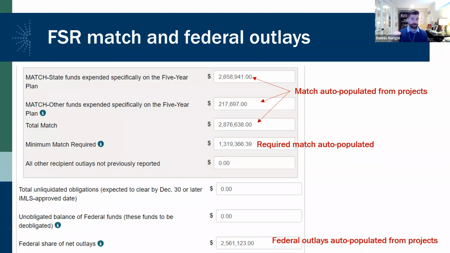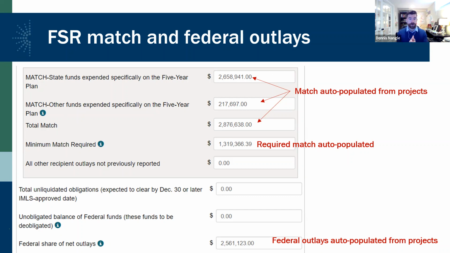And then that 4th line that says minimum match required, that is auto-populated because the match is always a flat 33% of your total award. So that's already in there, and that's fairly straightforward. And then that final field down at the bottom, the federal share of net outlays, is another auto-populated number. And this is all of your LSTA financials, that column in all of your projects rolled up into this number.